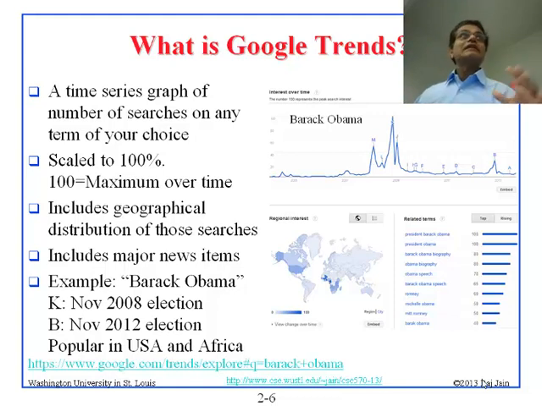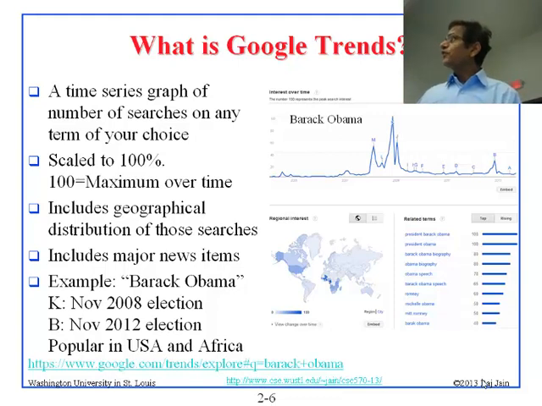Now the interesting thing is that Google not only tells you where the peak is, it tells you why or what happened at that time. They have A, B, C, D marked. So this is really good. It tells you what event or news happened that day related to Barack Obama. So you can figure that out.